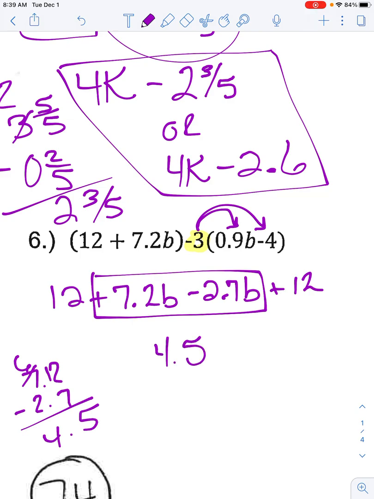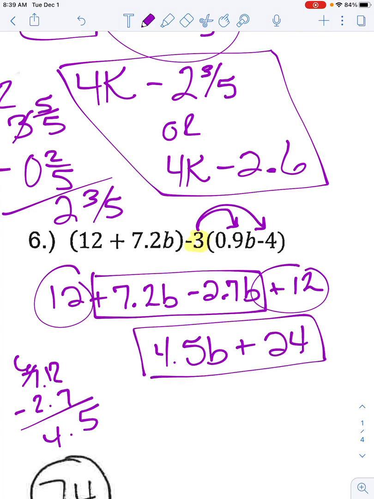So we'll get 4.5b. And then 12 plus 12 is a positive 24.